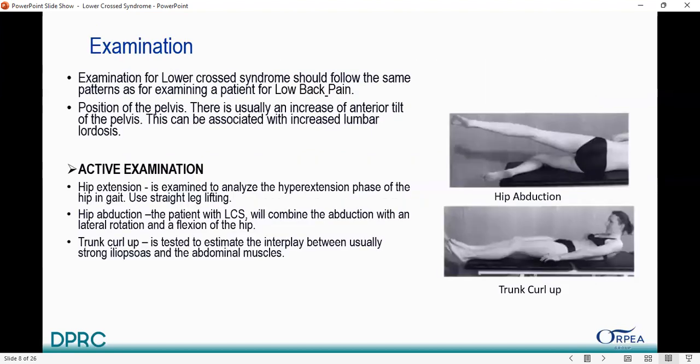So, examination for lower cross syndrome should follow the same patterns as the examination of a patient with lower back pain. We'll follow almost all the special tests and postural looking; everything will follow the same. Position of the pelvis: there is usually an increase in anterior tilt of the pelvis. This can be associated with increased lumbar lordosis. Active examination like hip extension, hip abduction, and trunk curl up test, we will do all.